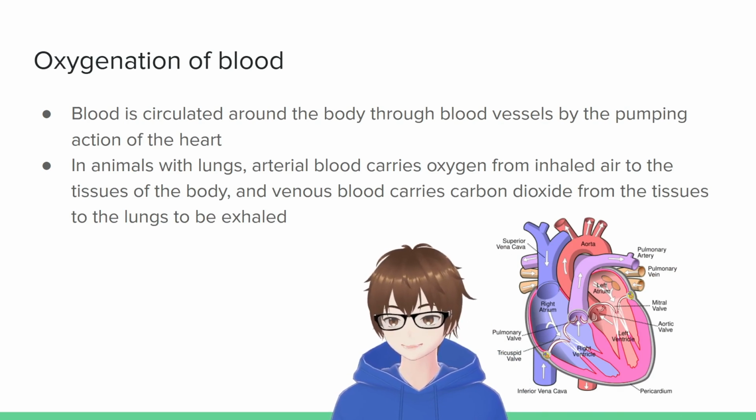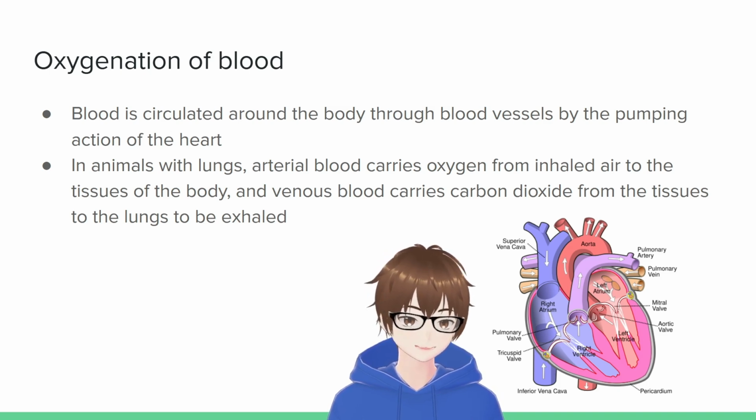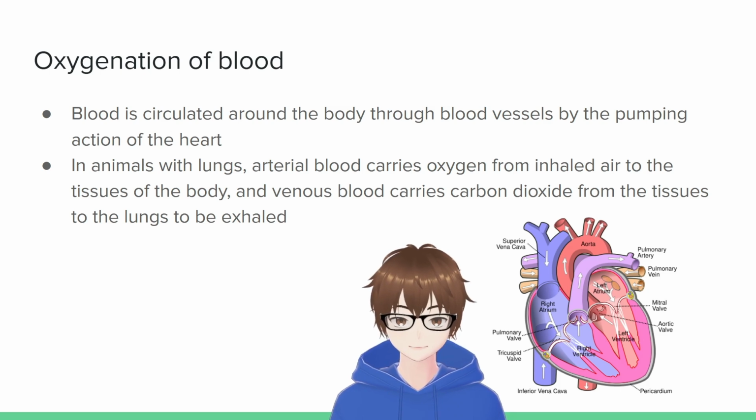So, oxygenation of blood. Blood is, of course, circulated around the body through blood vessels by the pumping action of the heart. In animals with lungs, arterial blood from the arteries carries oxygen from the inhaled air to the tissues of the body. And then the venous blood, the veins, carries oxygen from the tissues to the lungs to be exhaled. And then I have a picture of the heart here, okay?